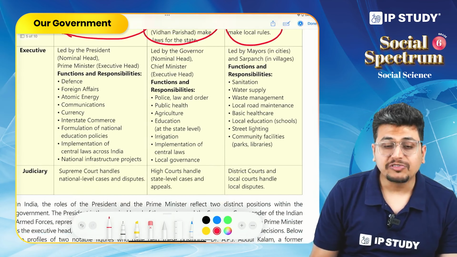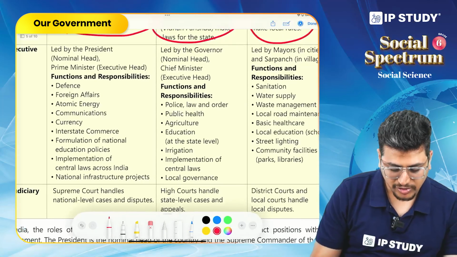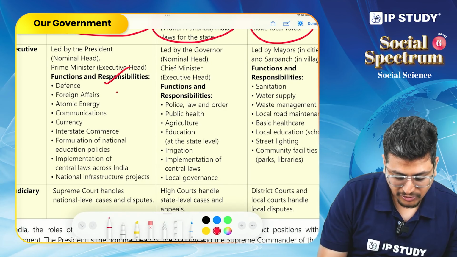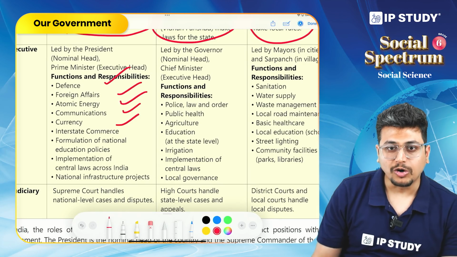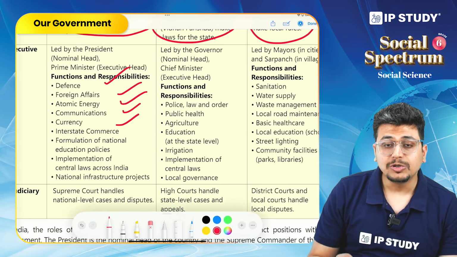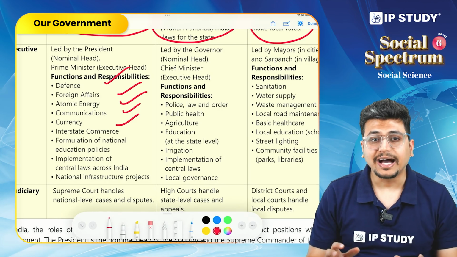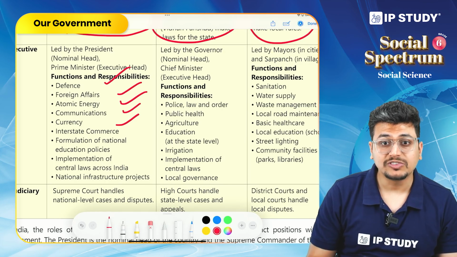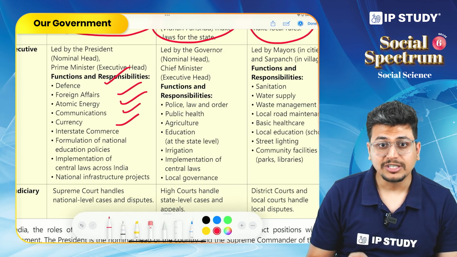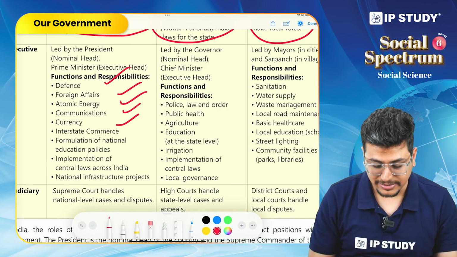And they also perform different functions. Like let us look at the functions of the central government. It is defense, foreign policy, nuclear energy, communication, currency and so on. Why do these belong to the central government? Because these matters concern the entire nation. Most of these are concerned with the security of the nation, the unity of the nation, and that is why it is the central government who works on these matters.